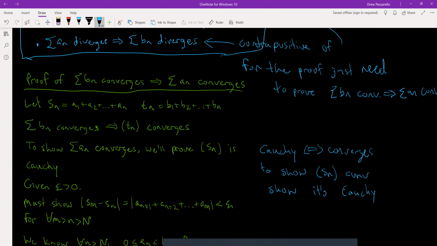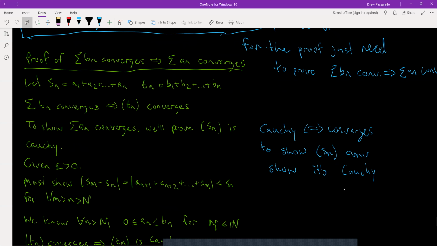All right, so that's how I do it. Given any epsilon greater than 0, in order for this to be Cauchy, we need to show that the absolute value of Sm minus Sn, which is equal to a subscript n plus 1 plus a subscript n plus 2 plus dot dot dot plus a subscript m, the absolute value of that is less than epsilon. That was when we assumed the indices were such that little m is bigger than little n, which is bigger than our cutoff index, capital N. That's what we need to show.